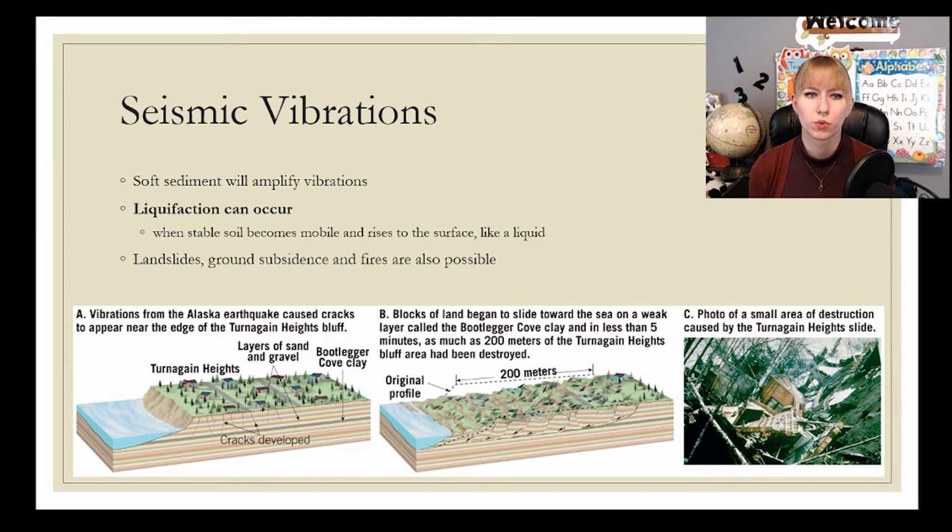When stable soil becomes mobile and rises to the surface like a liquid, it will cause these cool looking mud geysers. You can also have landslides, ground subsidence, and fires occur. And fires occur when, let's say, you have a gas pipe that ruptures due to movement, and all you need is a spark, and there is a fire. You also have electrical lines coming down. Those can easily catch certain materials on fire as well.